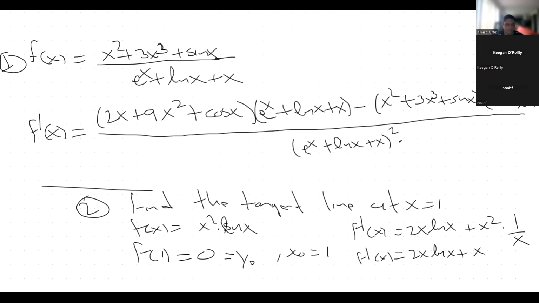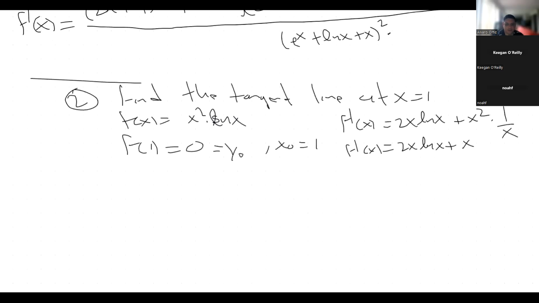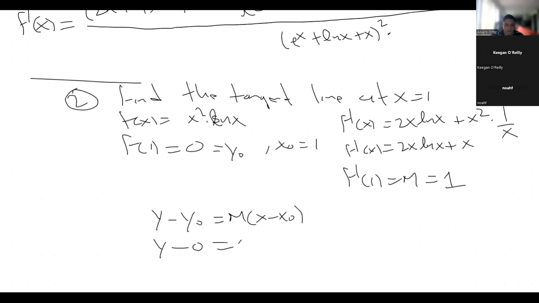And then once you're at this point, you're gonna say, well, what is f prime of 1, which is gonna be my slope? Log of 1 again makes a 0, so this is just gonna be 1. And then you go, my equation is y minus y0 equals m times x minus x0. And so this is y minus 0 equals 1 times x minus 1. You know, just because of the need to actually go ahead and simplify.